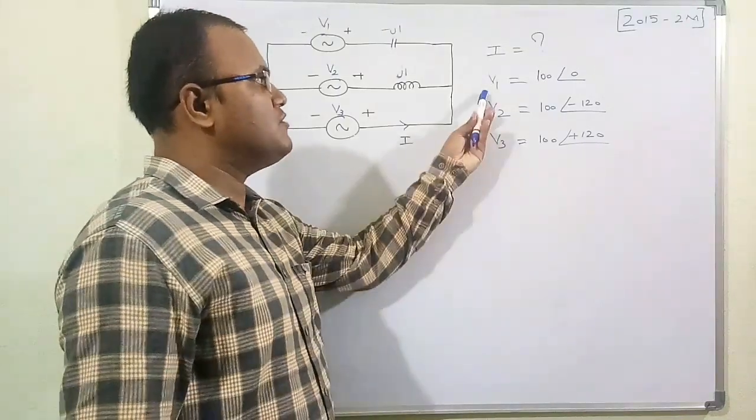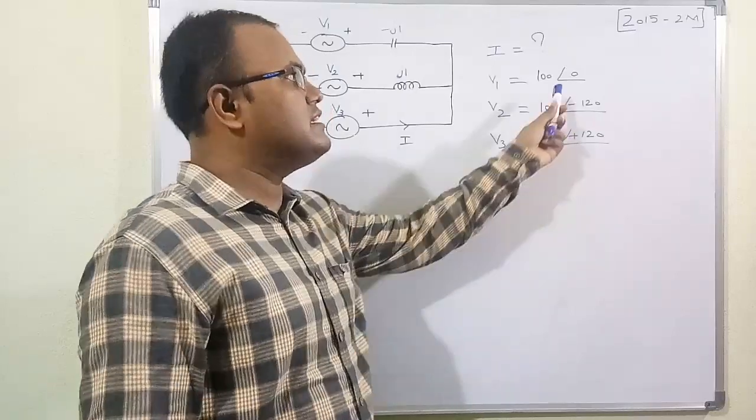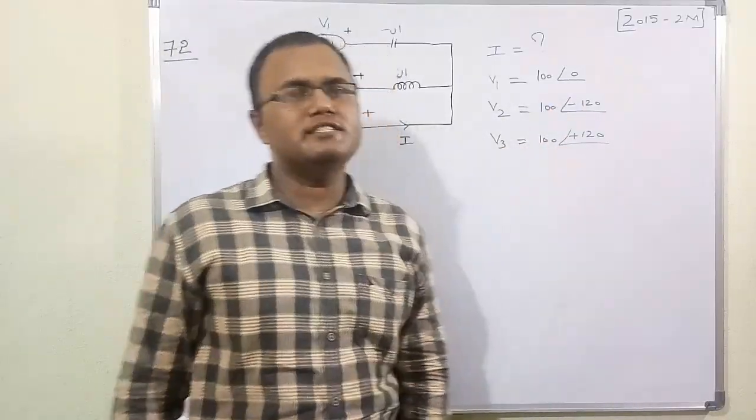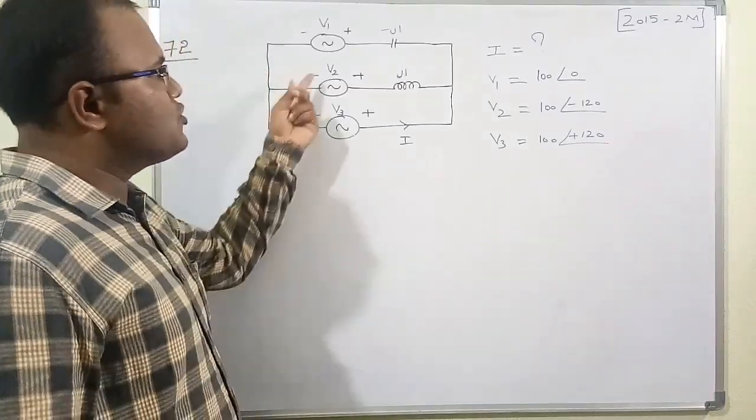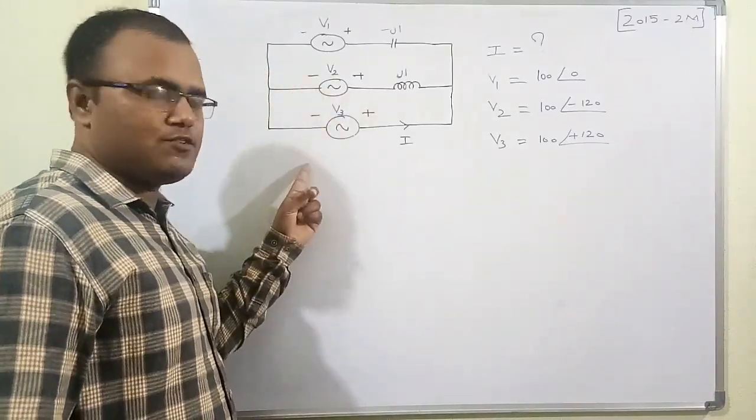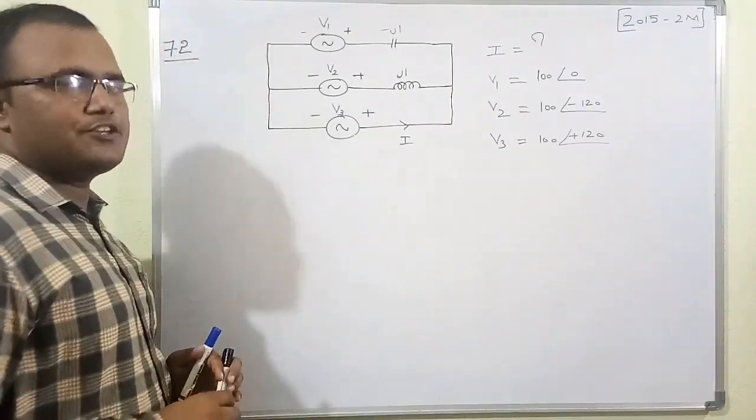See here, there are V1, V2, V3. Their magnitudes are equal and they are displaced by an angle of 120 degrees, which means a 3-phase balanced supply is given in the circuit. So we need to figure out the value of the current in this circuit.